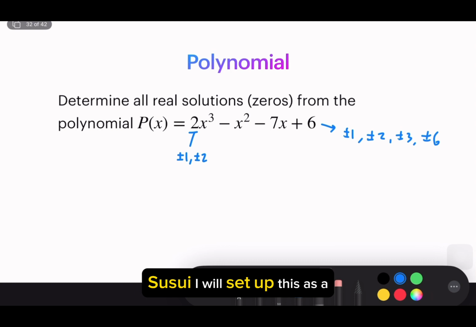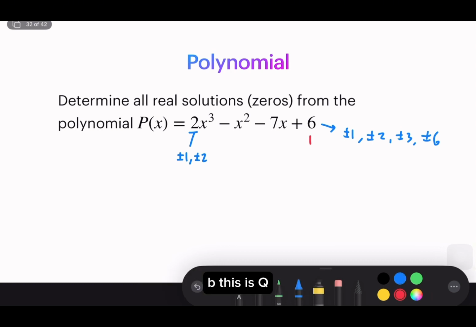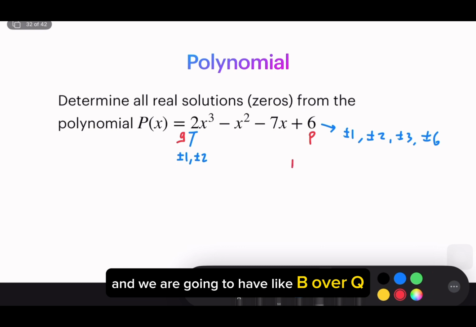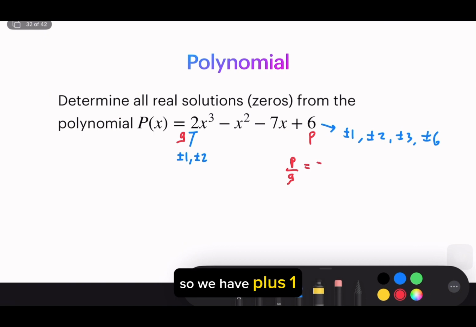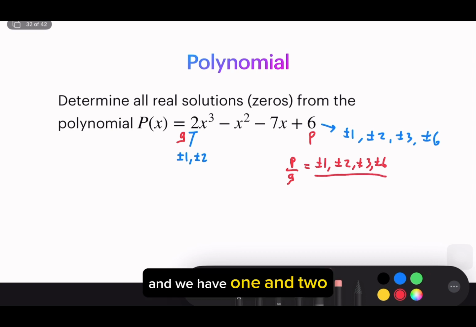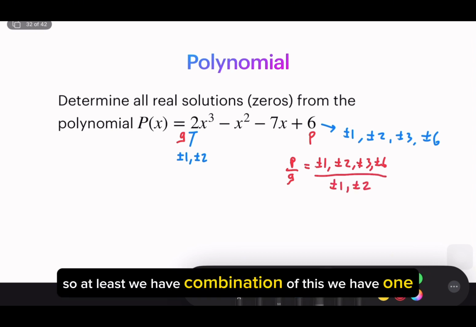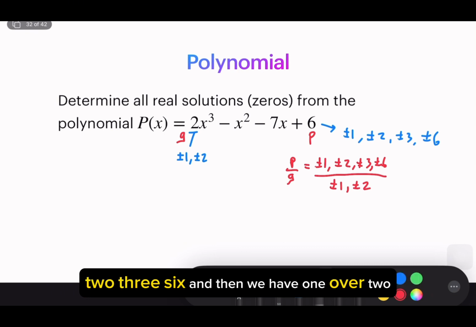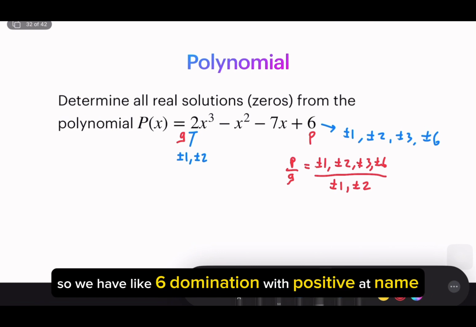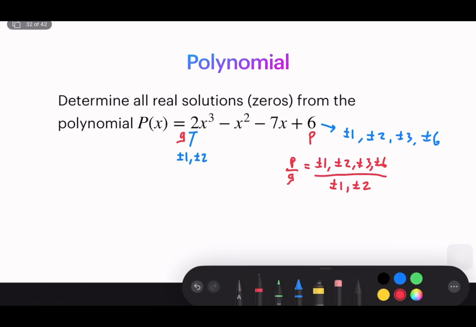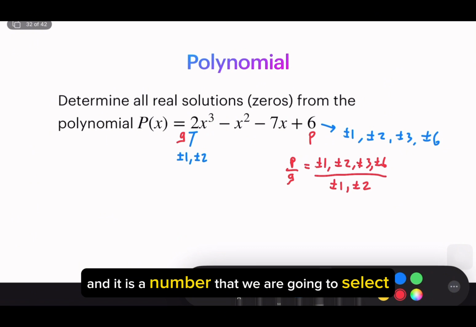So usually, I will set this up as P. This is Q. And we are going to have P over Q. We call these the rational zeros. So we have plus minus 1, 2, 3, 6, and we have 1 and 2. So at least we have combinations of this: 1, 2, 3, 6, and then 1 over 2, 1 is already there, 3 over 2. So we have 6 combinations with positive and negative, and then those are the numbers that we are going to select.